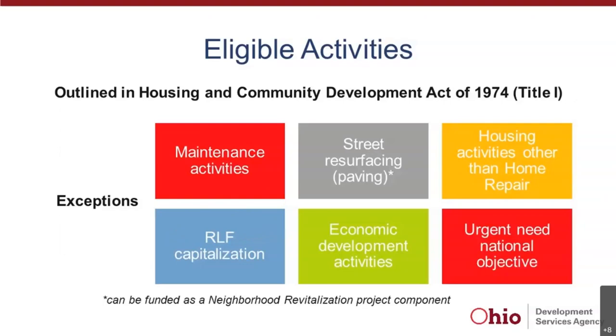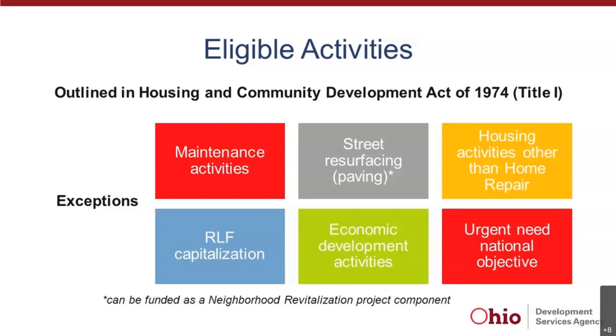Eligible activities are outlined in Title I of the Housing and Community Development Act of 1974. There are a few exceptions. We do not allow maintenance activities, street resurfacing or paving, housing activities other than home repair, revolving loan fund capitalization, economic development activities, and activities that qualify under the urgent need national objective. The prohibition on street resurfacing or paving is new for 2021.